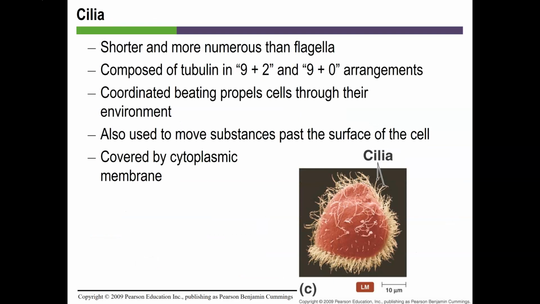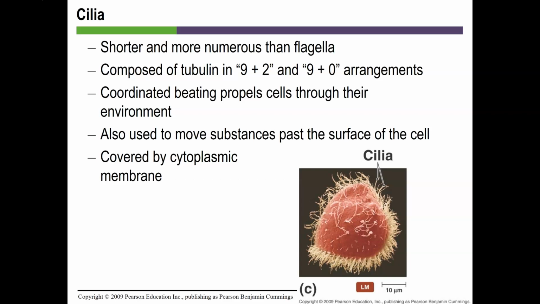Cilia are really just short flagella, but unlike flagella, where there might be only one or a few, there's many cilia on a single cell. Cilia are strictly a eukaryotic cell structure. You will not find cilia on a prokaryotic cell. When you examine the structure of cilia, they look just like flagella. Just think of them as very, very short flagella.